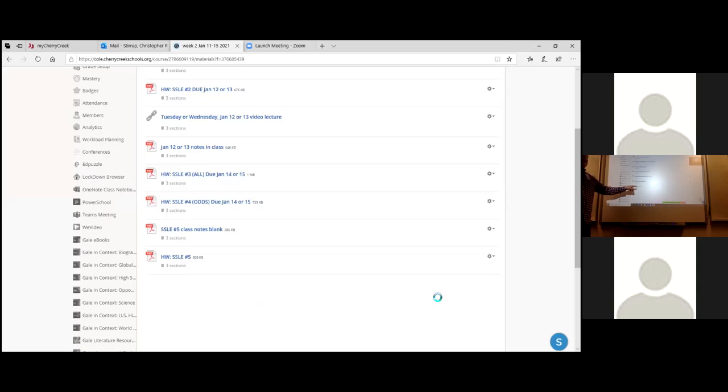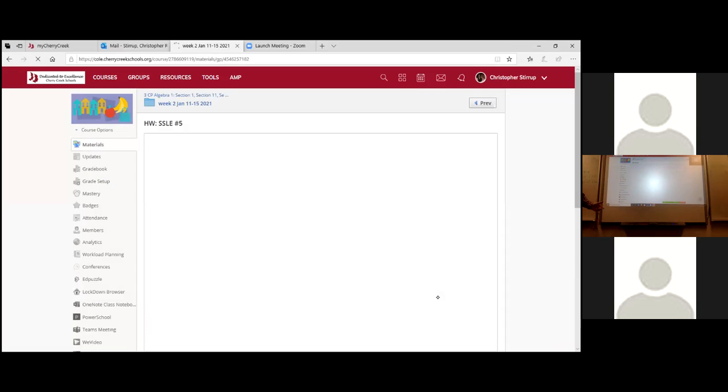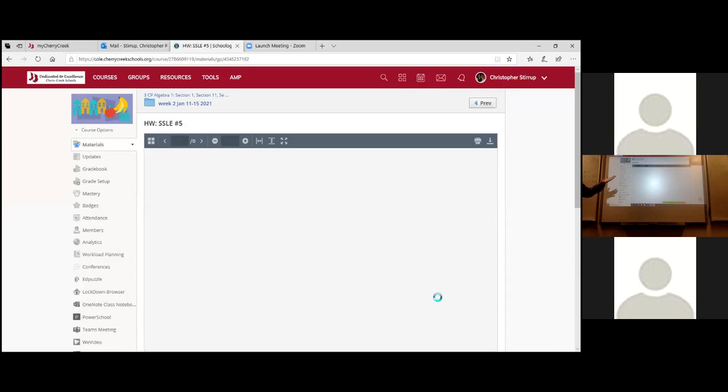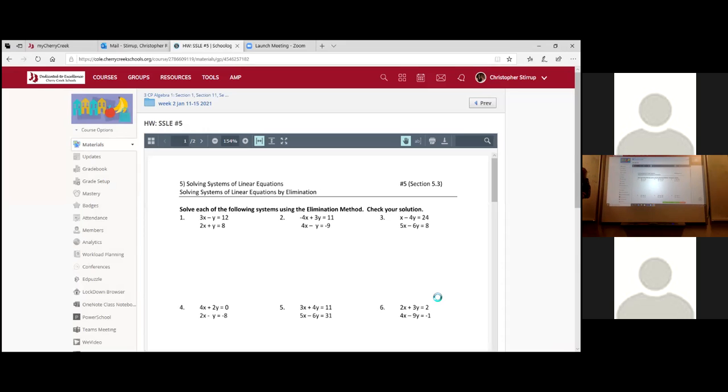Okay, so SSLE number 5. If you still have the old book, grab that sheet out and do it. If you don't have the old book, grab this. Let Schoology think for a couple seconds. Maybe more than a couple seconds. You can print this off if you want, or you can just write down the problems and then show me on a separate sheet of paper. Feel all right? Everyone happy?